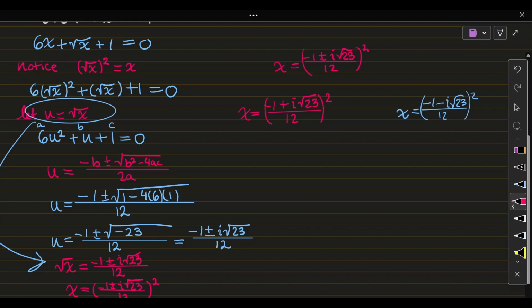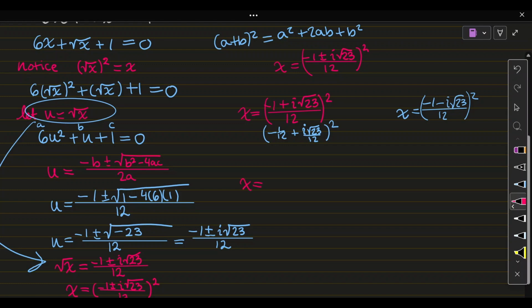Okay, so solving these out here, I get that x is equal to, if you remember the formula, let's use this here, I'll write it up here. a plus b squared is equal to a squared plus 2ab plus b squared. And I challenge you to verify that by FOILing a plus b out. Okay, so this will give me my a in this case will be negative 1 over 12, and my b will be i, the square root of 23 over 12. This is the same here.